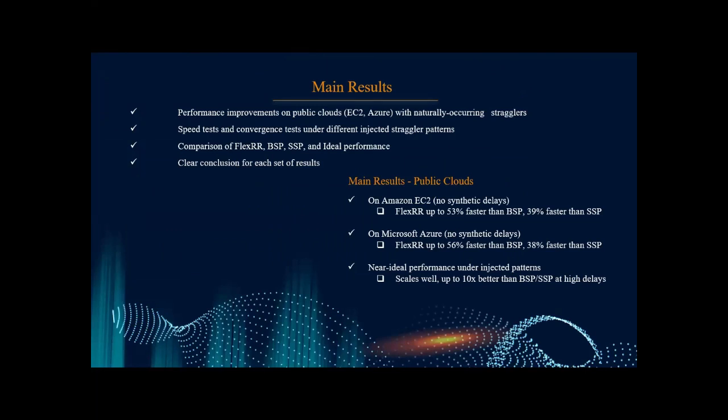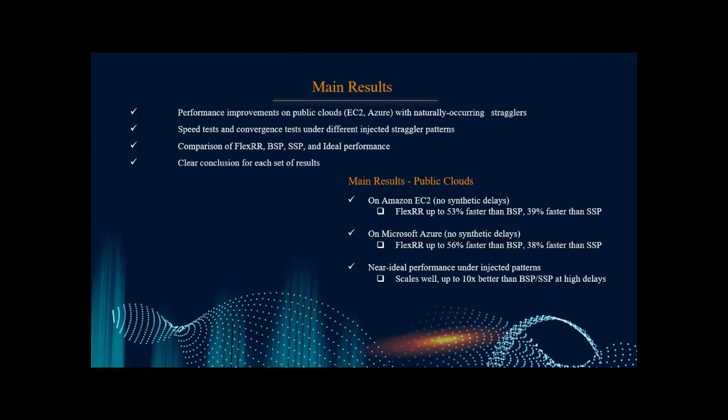So the public cloud platform focuses on improvements on Amazon EC2 and Microsoft Azure, which are both cloud computing platforms that offer virtual machines that can be used for running distributed machine learning workloads. We have the speed test and the convergence test. These tests are likely designed to measure how quickly the machine learning models can be trained using different execution modes. Convergence refers to the point where the training process reaches a desired level of accuracy.